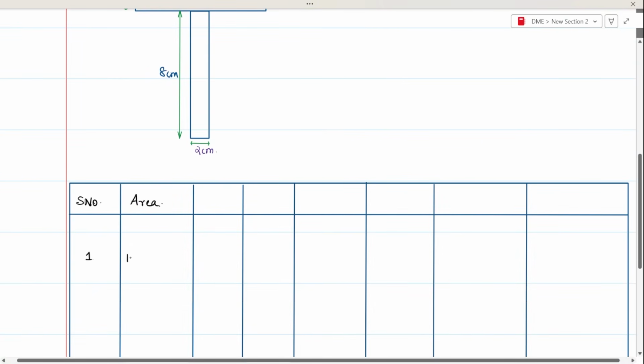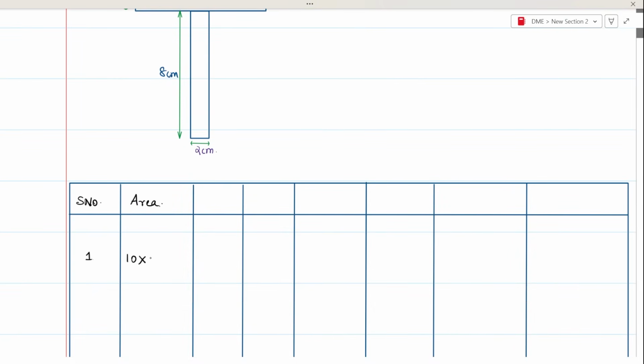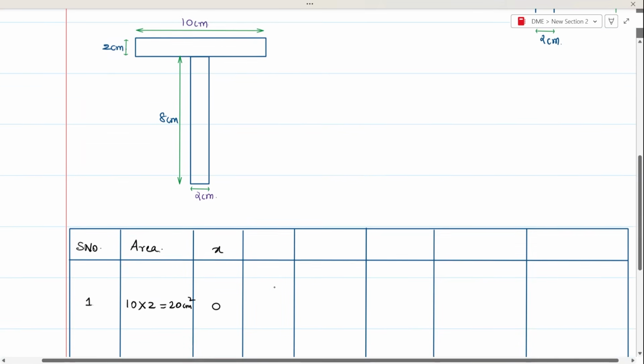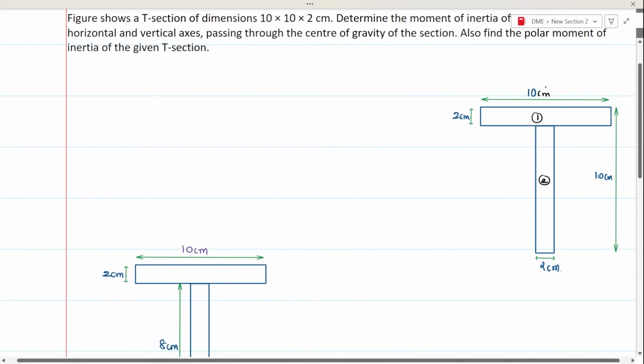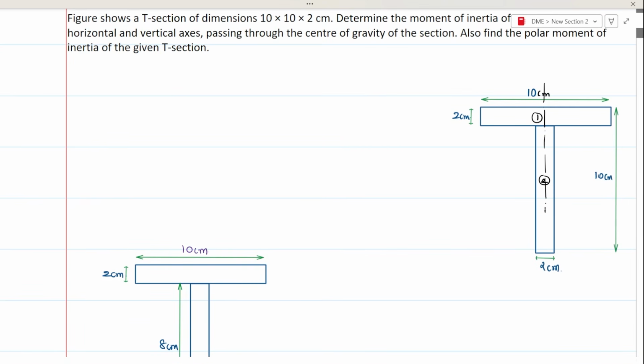Area 1 has width of 10 and height of 2, which is 20 centimeter square. And area 2 will be 8 into 2, which is 16 centimeter square. And the x coordinate will be 0 as the T section is symmetrical about the y axis. If that is the case, even x bar will also be 0.